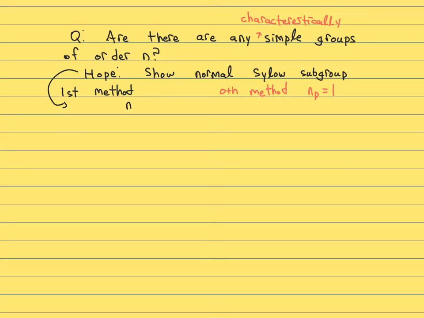The textbook points out that for n less than 10,000, odd, and of course not a prime power, there end up being 60 cases where this 0th method does not work. It's actually possible for all the n_p to be more than 1. And yet not all 60 of those cases correspond to simple groups. So other methods are needed to actually prove that there are no simple groups in those orders.